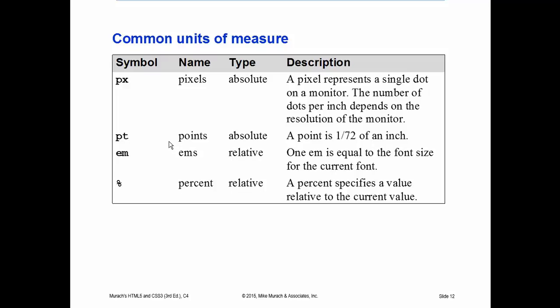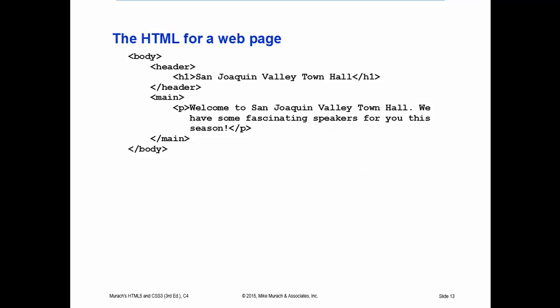A pixel is a single dot on a monitor. For instance, when I do most of my typing, it's 12-point Arial font and it's 12 pixels. Some people use points, where a point is a 72nd of an inch. Some use ems. Some use percentages.